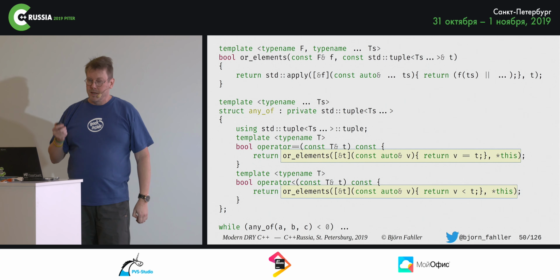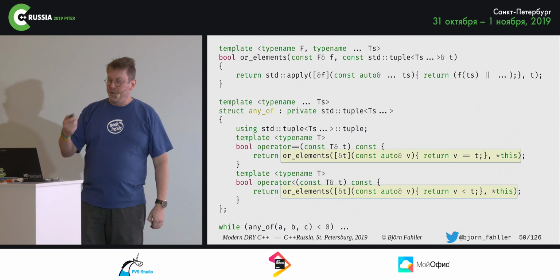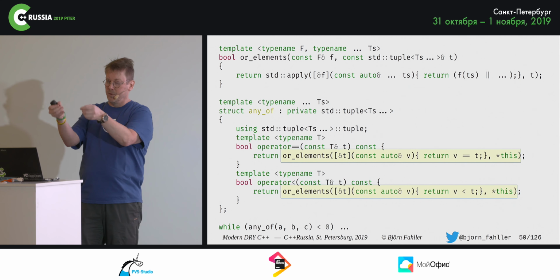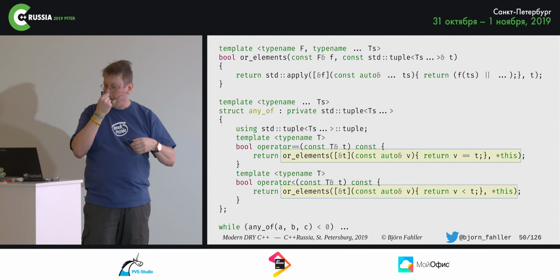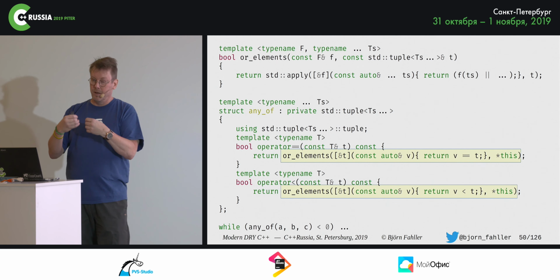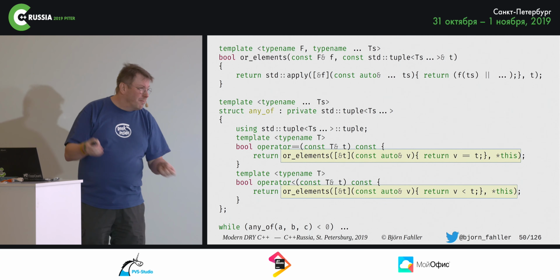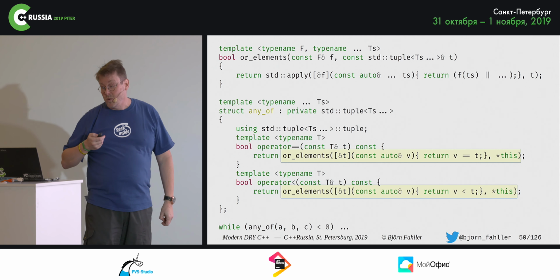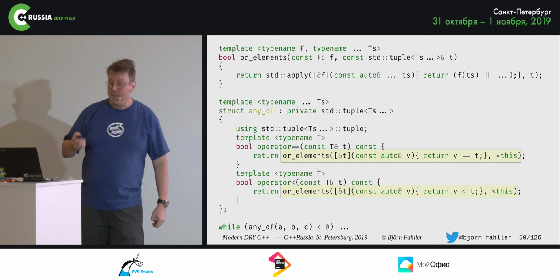So now I can write instead operator equal equals is or elements of a lambda that just checks for equality, and operator less than is or elements of a lambda that just does less than. It's still a bit of repetition, but it's a lot less. So we're getting somewhere. That is good.